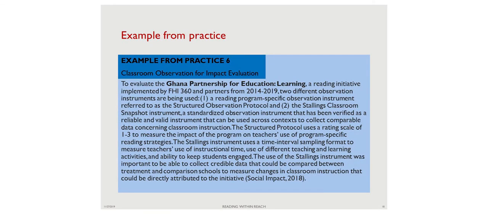One feature of the toolkit that came from the survey responses and resources shared with us is the several examples from practice boxes that you will find throughout the program experiences and guidance section. For example, here is one that describes how Social Impact is using two different observation instruments as part of their impact evaluation of the Ghana Partnership for Education learning activity. So this describes how one instrument is used to assess teachers' use of program-specific reading strategies, and the other is a standardized instrument used for measuring time on task. They serve different purposes, and so they have different features, including item construction and response formats.